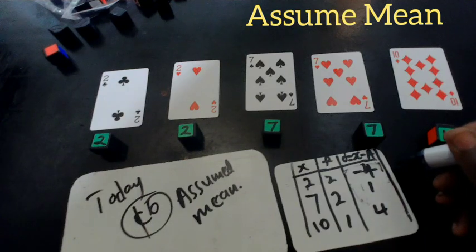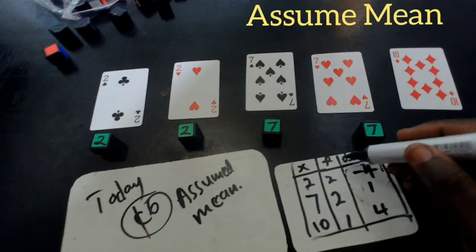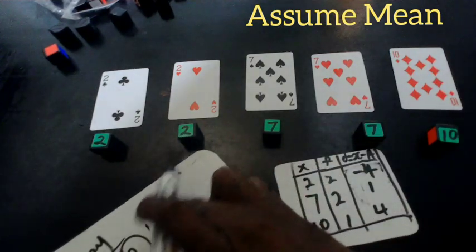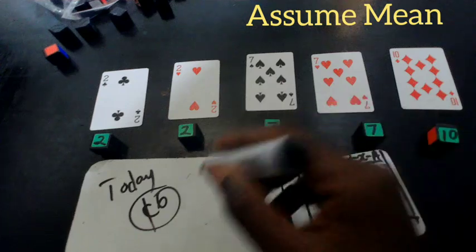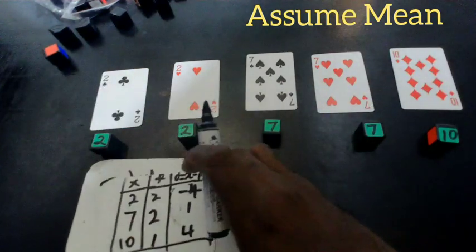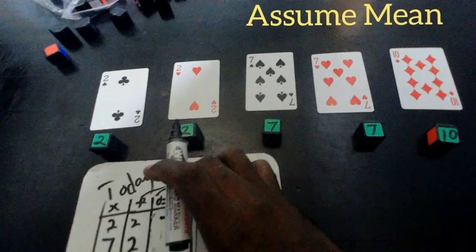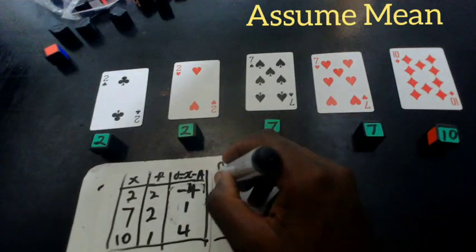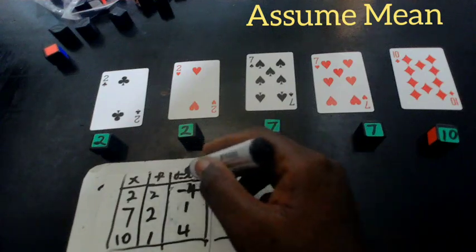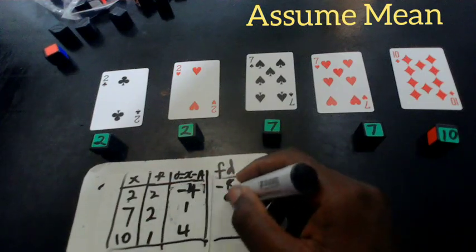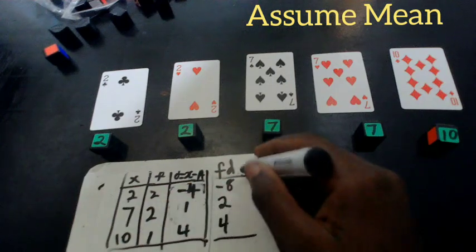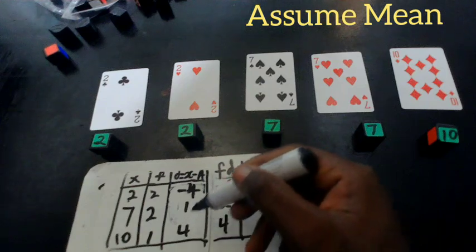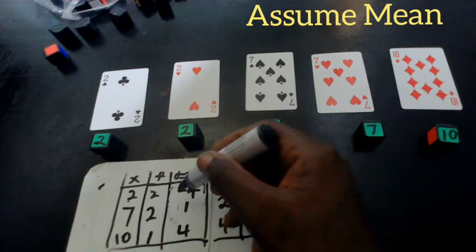Obviously, we are not done. We need to extend the table to find the product of the F and D's. So on my table, after assuming that we're going to make daily sales of 6 CDs, we're going to extend the table by multiplying F by D. So F times D is minus 8, then 2, then 4. So this gives us the product of the frequency times the deviations that we record from assuming that the mean is 6.